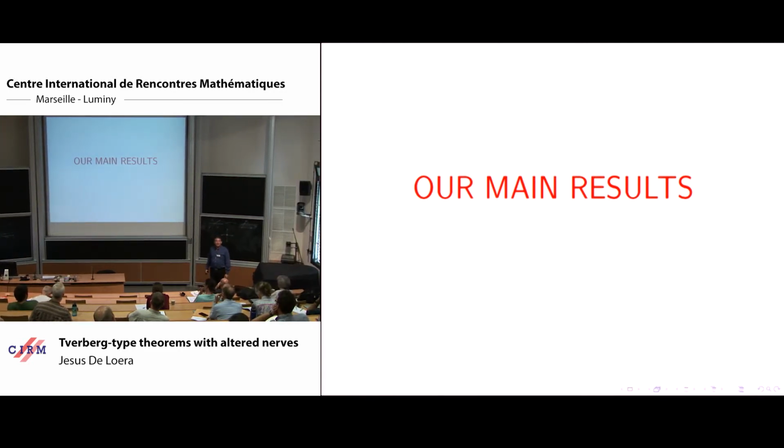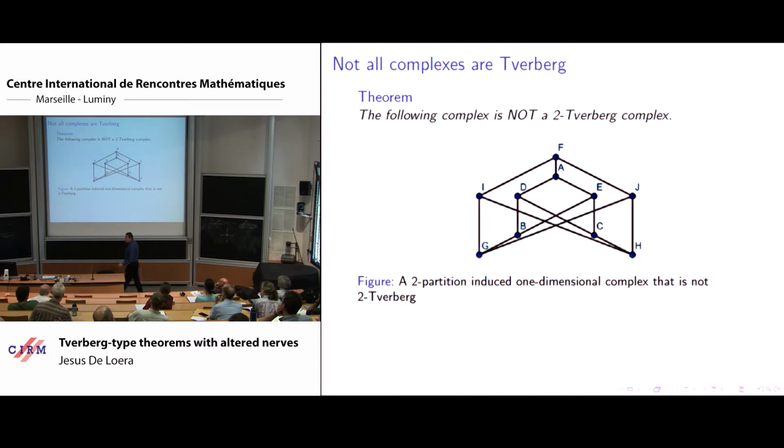So the first result is that not all simplicial complexes are Tverberg, and here is my first interesting example, I think. This graph is a one-dimensional complex. I'm giving you a particular graph. And this is not 2-Tverberg. So what I'm saying here is that no matter how many points you have, you can find a way to arrange these points in such a way that you cannot partition those points and get that particular graph.